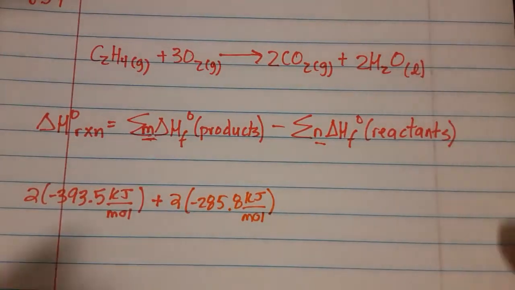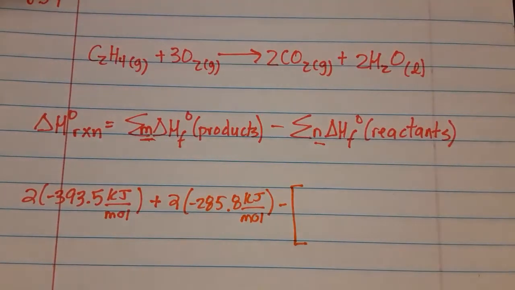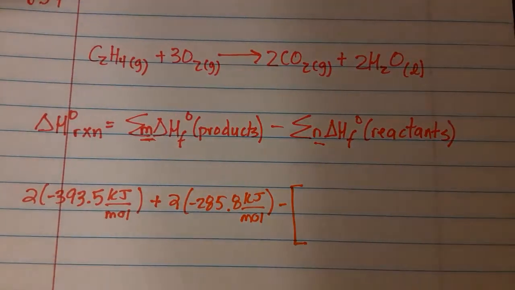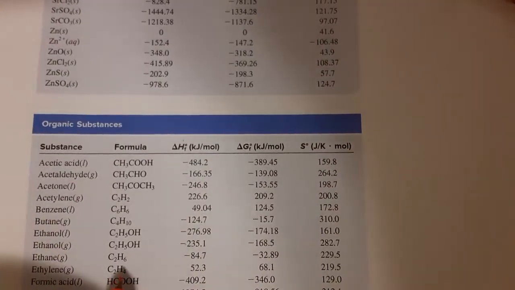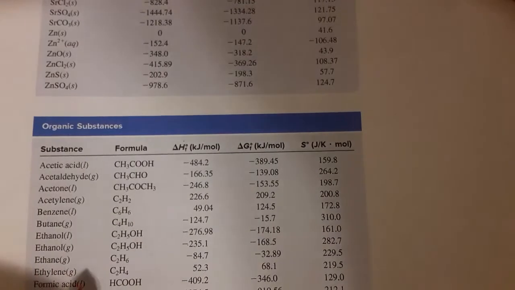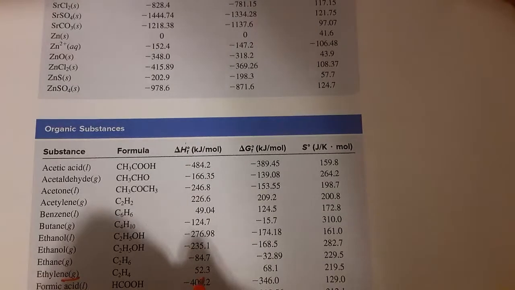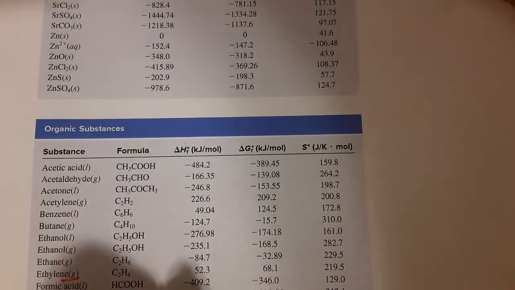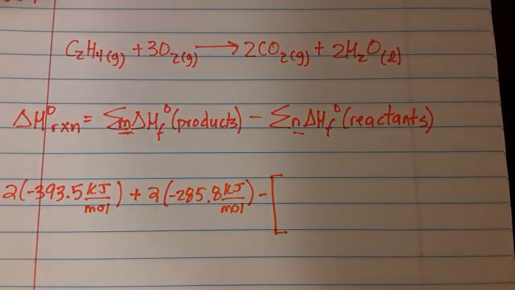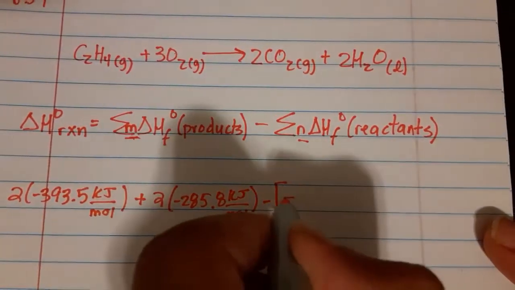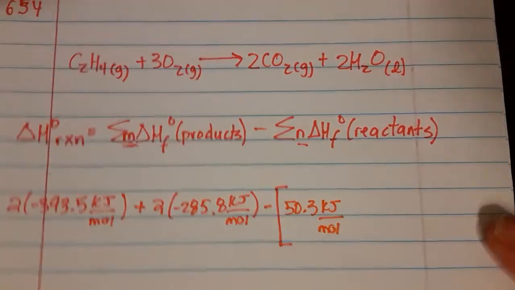Okay, we have our sum of the products, minus the sum of the reactants. So C2H4 gas, looking at our table, is right here, C2H4. And C2H4 gas has an enthalpy of formation of positive 52.3. That's for 1 mole, and we do have 1 mole, so minus 52.3 kilojoules per mole. I'm dealing with the reactant side.